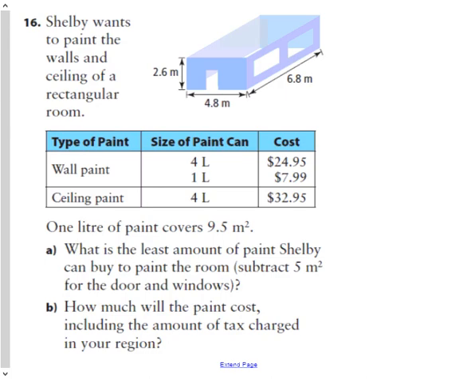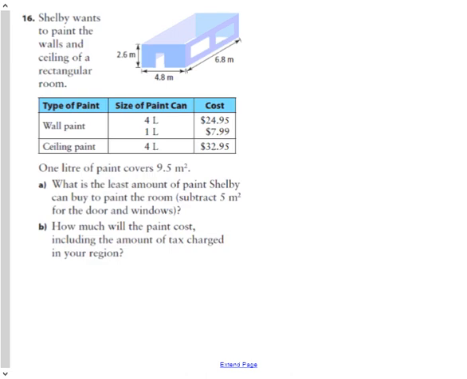And your last question is fairly complicated. It says, Shelby wants to paint the walls and ceiling of a rectangular room. So they cut the ceiling off just to show you what it looks like. The wall paint prices are there. A 4-liter can will cost you $24.99. A 1-liter can will cost you $7.99. And ceiling paint for 4 liters will cost you $32.95. And then this is a very important statement. It says 1 liter of paint covers 9.5 meters squared.